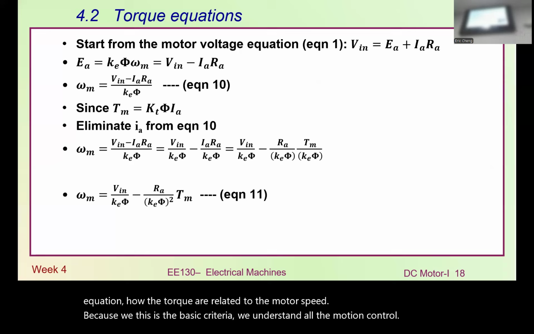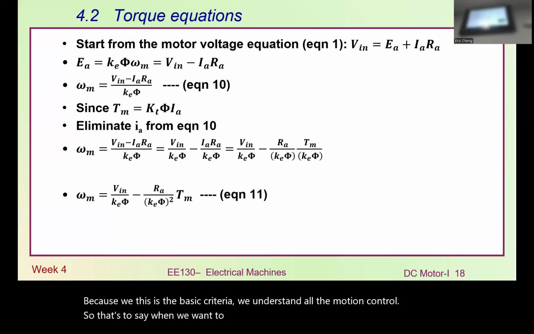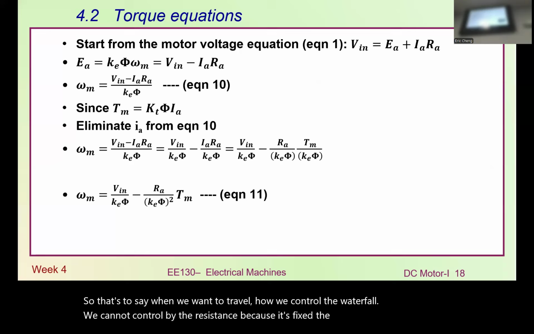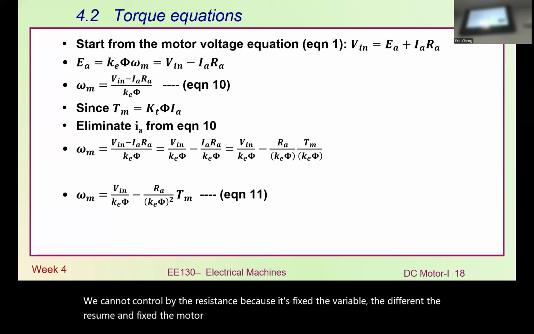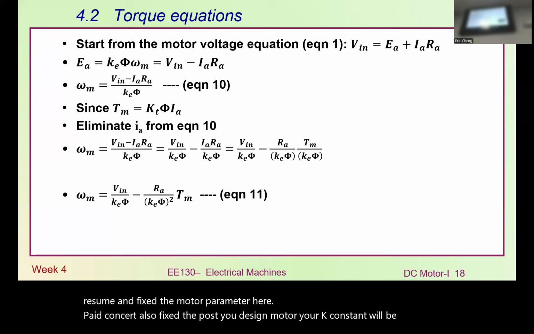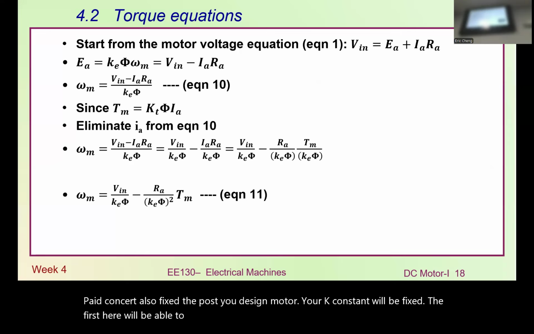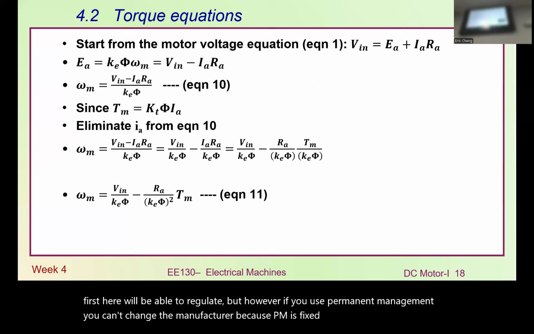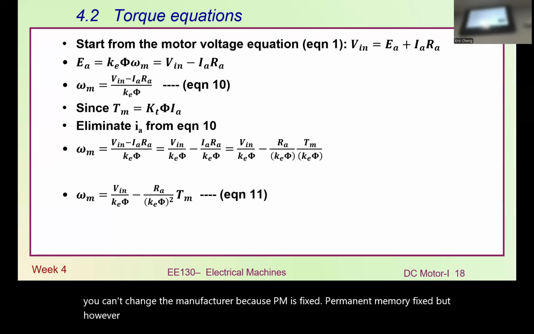So that's to say, when we want to control the motor torque, we can control it by the input. We cannot control it by the resistance because it's fixed. When the motor is given, the resistance is fixed. The motor parameter here, the K constant, is also fixed. Once you design the motor, the K constant will be fixed. The flux here, you may be able to regulate, but if you use a permanent magnet, you can't change the magnetic flux because the permanent magnet is fixed. However, if you use an additional coil to generate the magnetic flux, you may be able to regulate the flux.